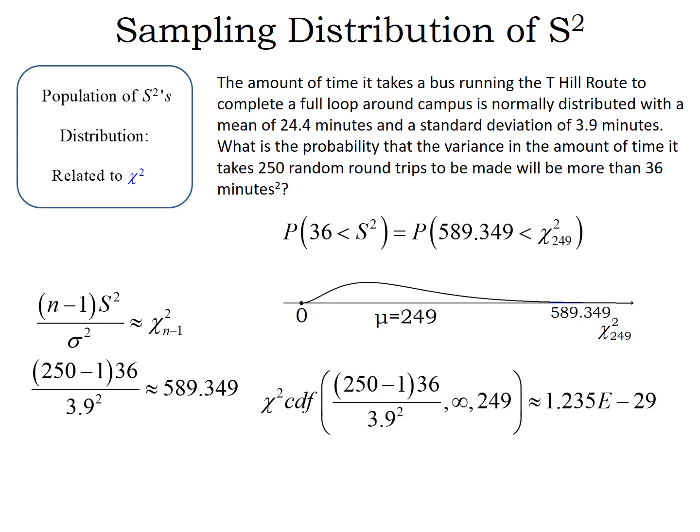So we're going to use our chi-squared CDF from that point to infinity. And you'll see here, I've gone back to the original transformation. This is going to be a little bit more accurate than if we had rounded that to the 589.349. Now, in this particular case, we're getting 1.235 e to the negative 29th, or in other words, 1.235 times 10 to the negative 29th.